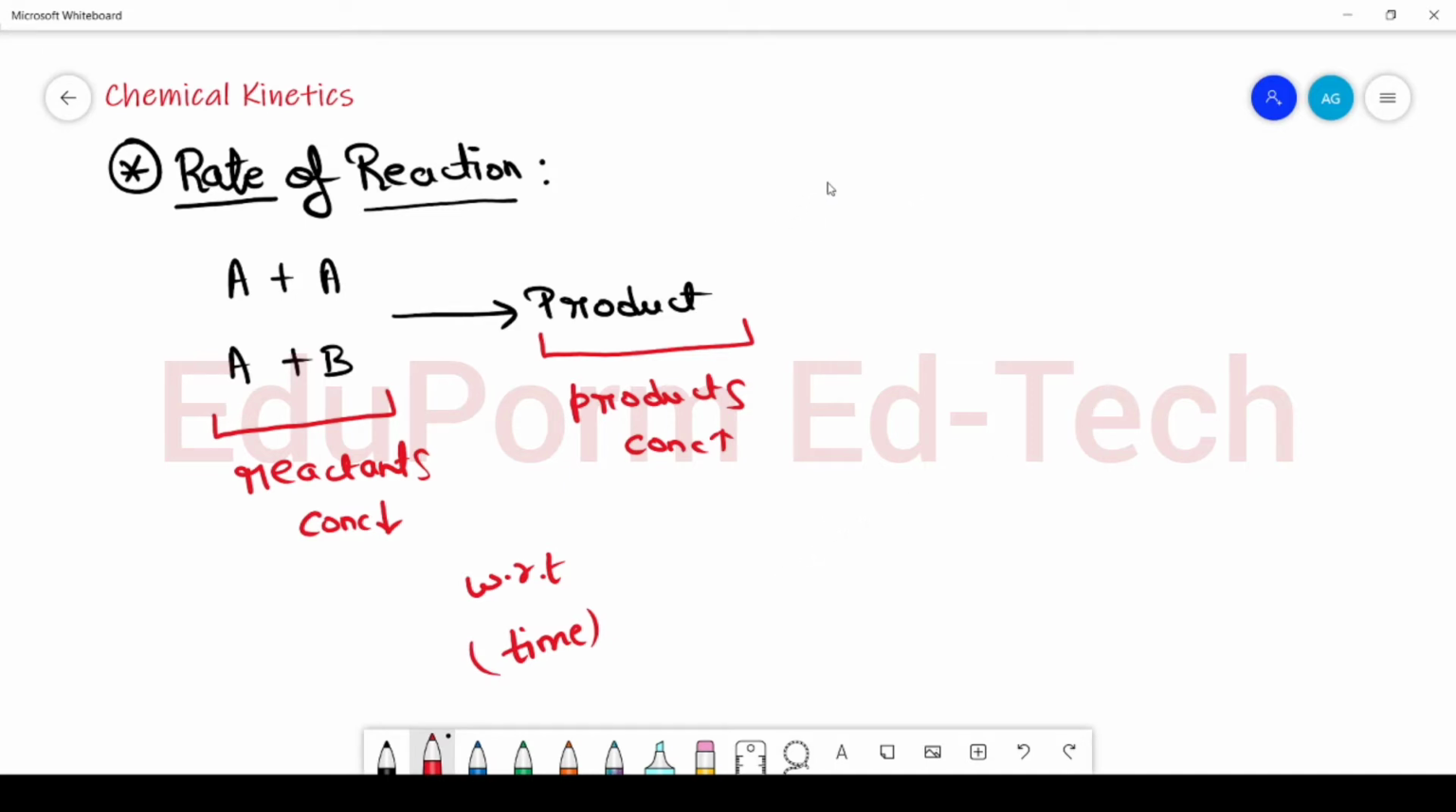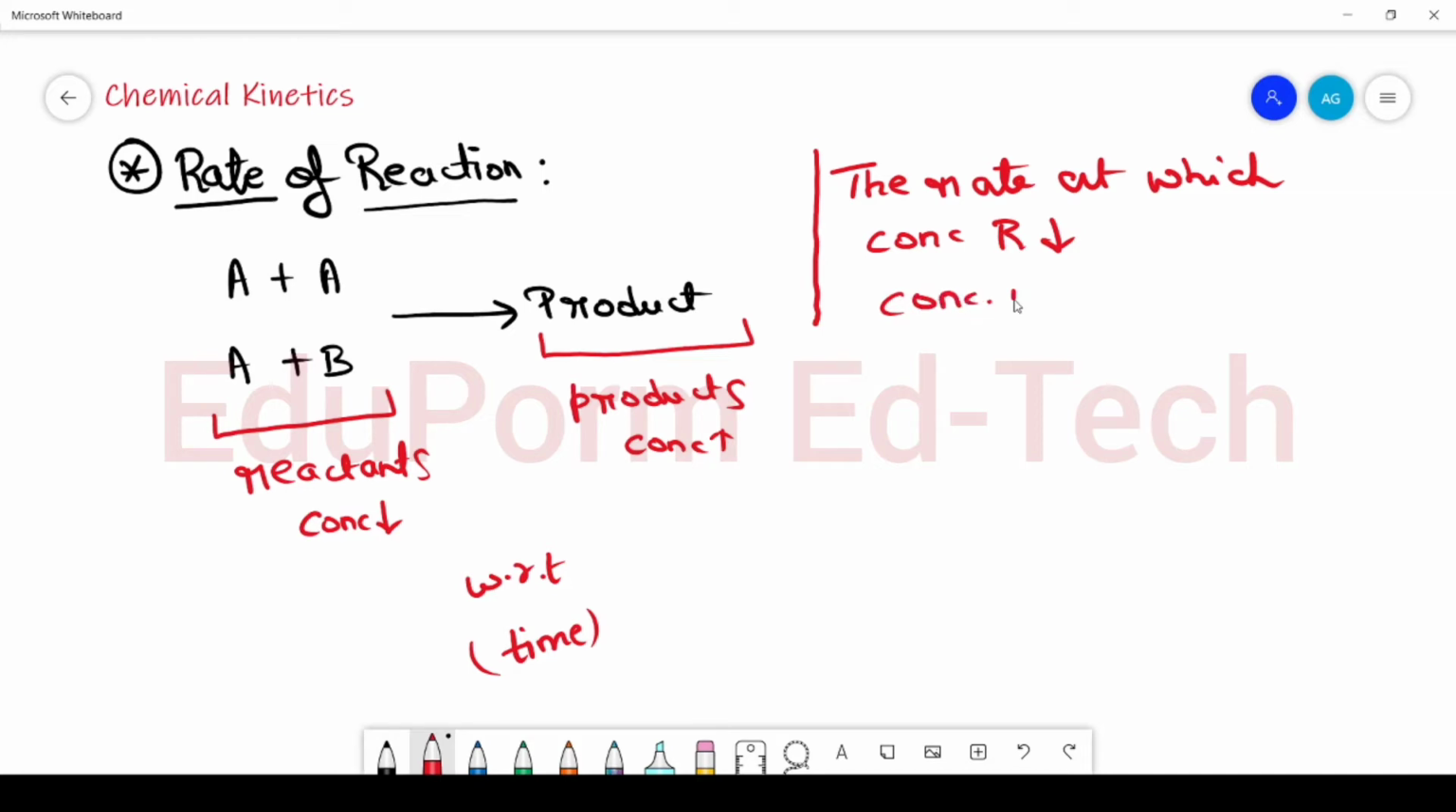Now the rate of reaction or speed of reaction is simply defined as the rate at which concentration of reactants decreases and concentration of product increases in any chemical reaction.